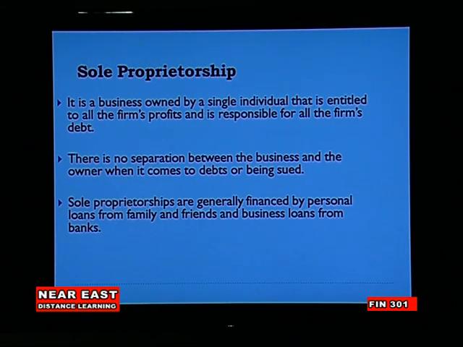The first form, sole proprietorship. It is a business owned by a single individual. The owner is one. He is responsible for all activities and performance. For that reason, in this type, there is no separation between the business and the owner. Sole proprietorships are generally financed by personal loans from family, friends, and banks. In this type, the capital is generally very limited.